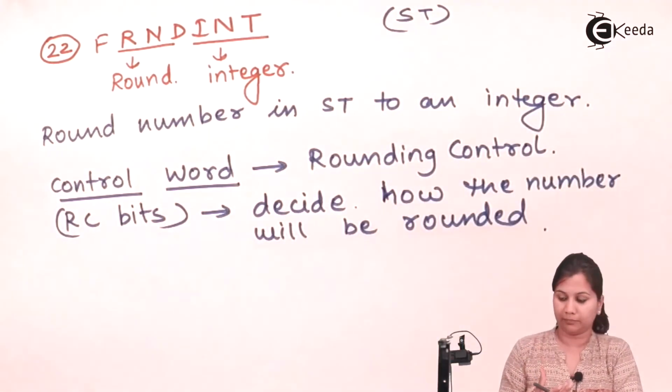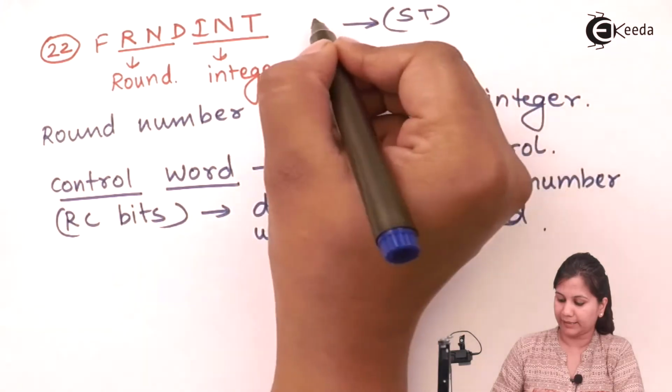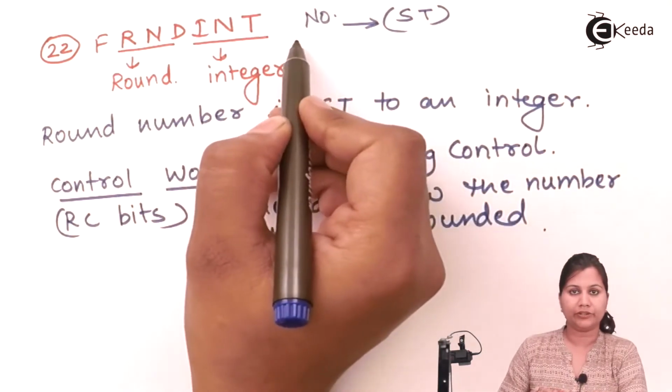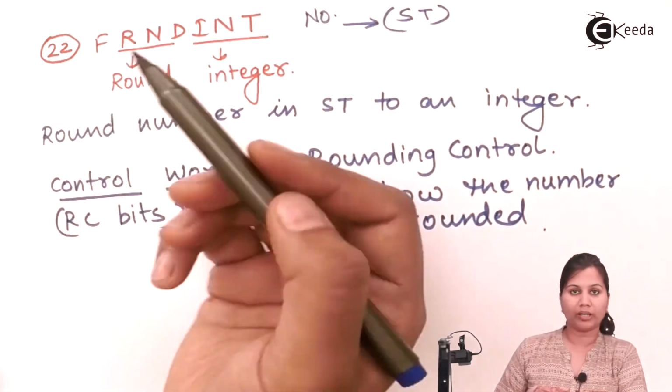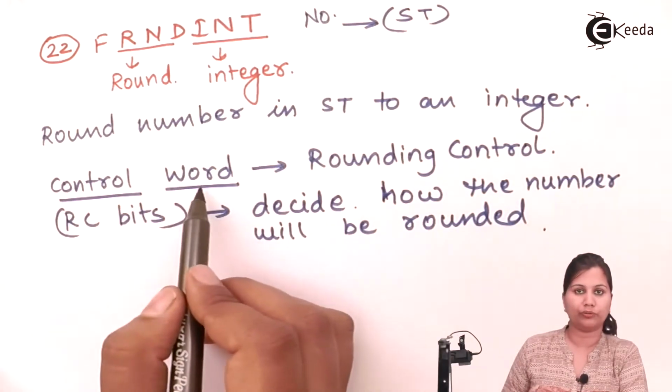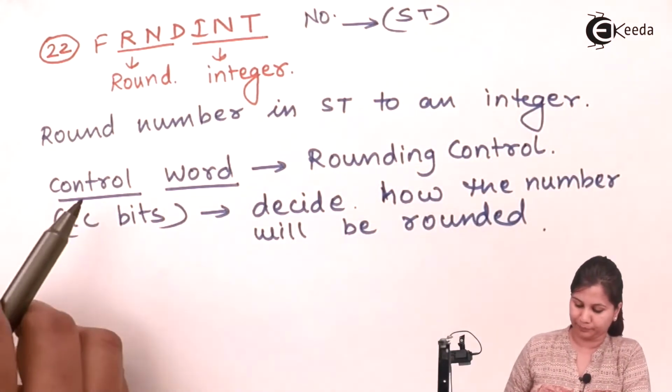The operand, that is the number, is there in the ST. That number is rounded off to the integer value. And how the rounding is to be done is decided by the RC bits in the control word of 8087.